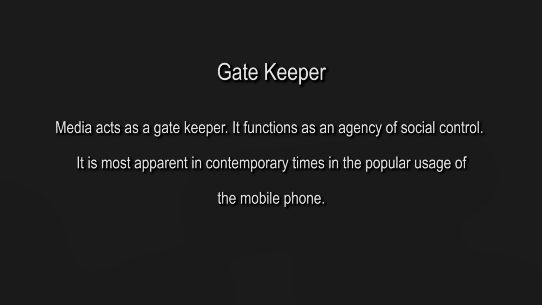The media acts as a gatekeeper, and that is the sixth function. It functions as an agency of social control. It is most apparent in contemporary times with the popular usage of the mobile phone. If you ever have a fight on the street with someone, or you see someone who does not follow a traffic signal, people usually make a video of it from their mobile phones. And it forms a sort of social control, or it gives certain power to the media outlets to ensure that the individual follows an orderly manner and does not go into any kind of anarchic situation, because proof is easily available today.